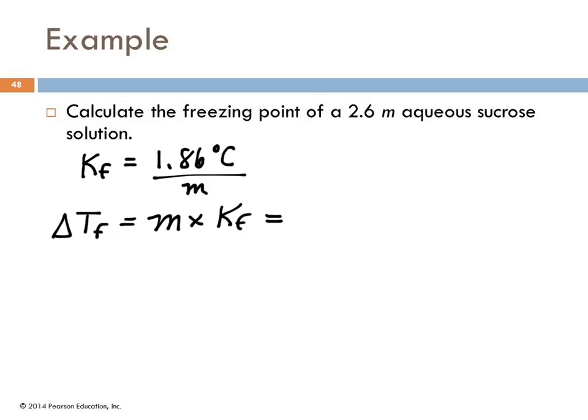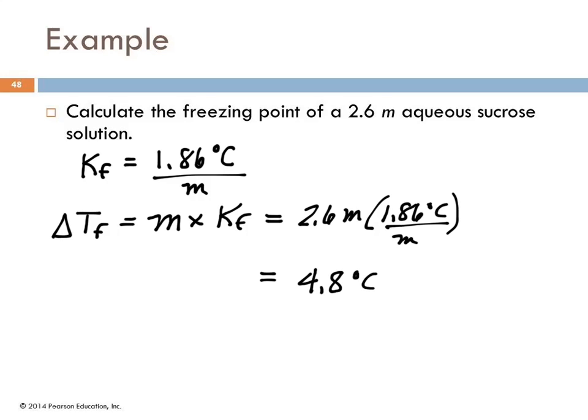So here, maybe to make up for that last horrendous problem, they just fed us numbers, right? 2.6 molal times 1.86 degrees Celsius per molal. That shouldn't be too hard to deal with. 2.6 times 1.86. So the freezing point depression is 4.8 degrees Celsius. The molals cancel out. What is the freezing point then?